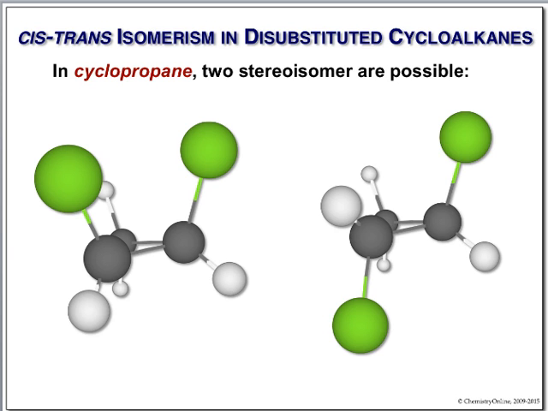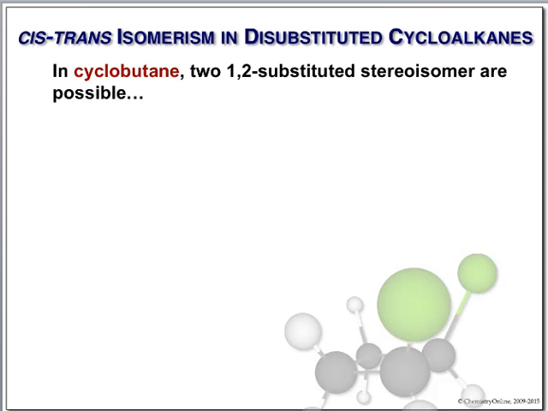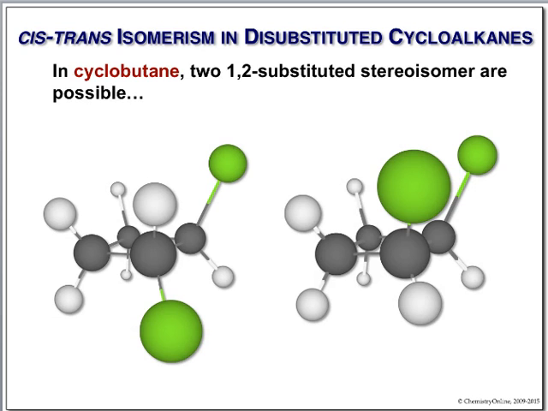Now, if we had a four-membered ring, how many dichloro isomers would we make? Well, let's start off with a 1,2 dichloro, right? We could do just like we did with cyclopropane. We could put them both on the same side of the ring plane, make them cis, or we could put them on opposite sides and make them trans. So this is 1,2 dichloro, cis and trans.